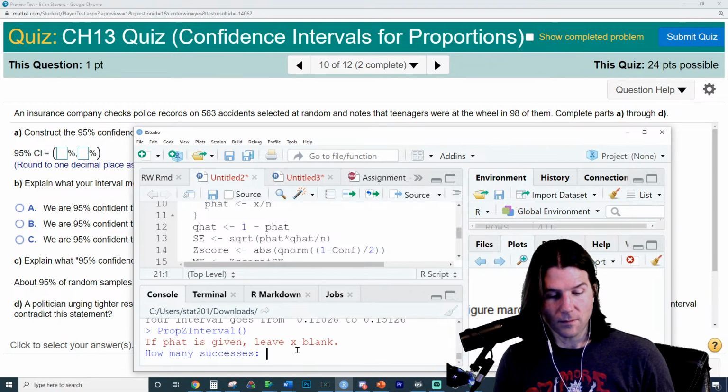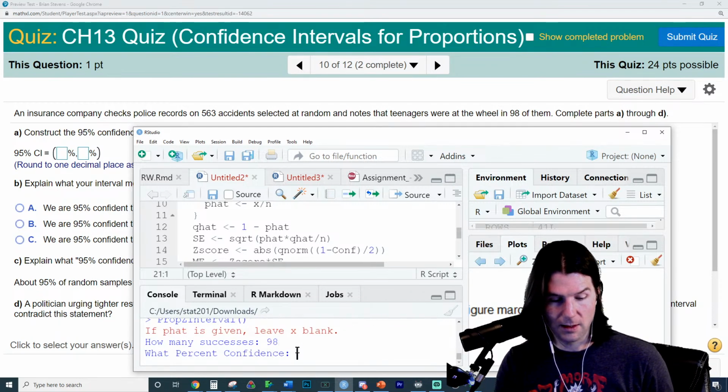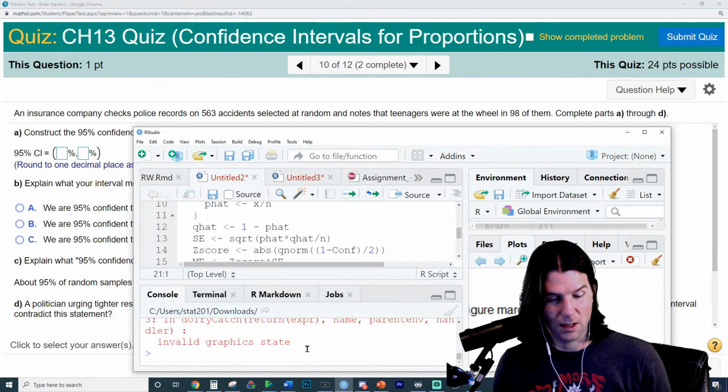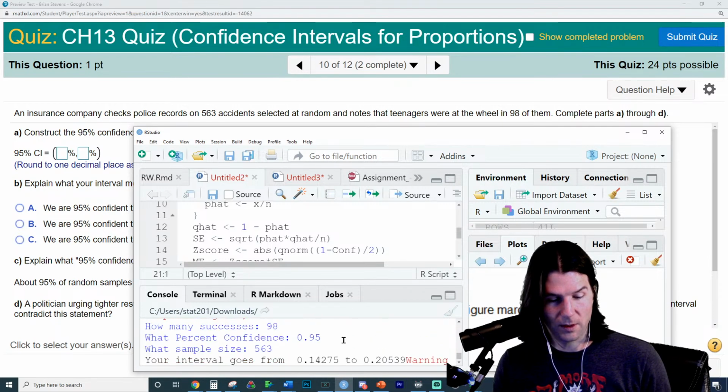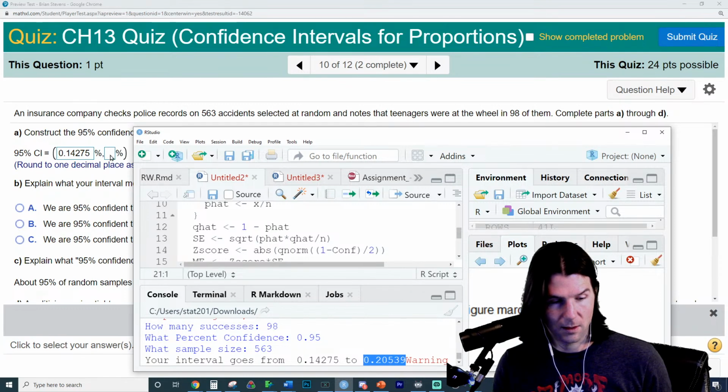How many successes? There are 98 successes. What percent confident? 95% confident. What is the sample size? 536. And that's just a graphical error. We can just ignore that. And there's that. And then there's this. Oh, no. Come on, don't do that.